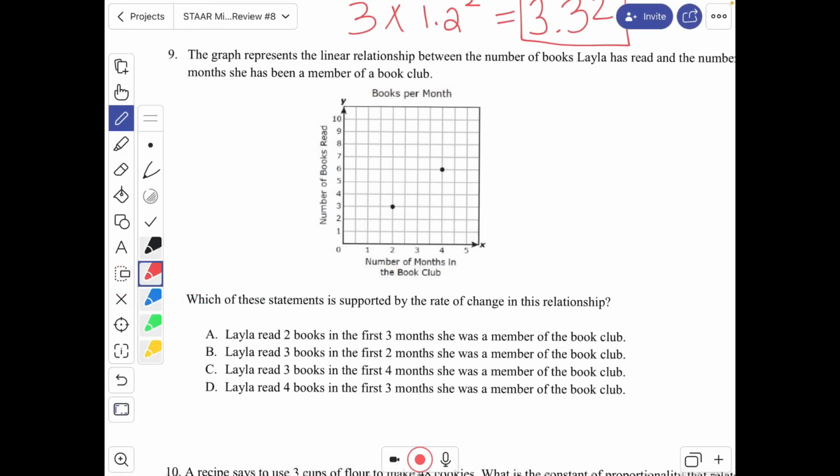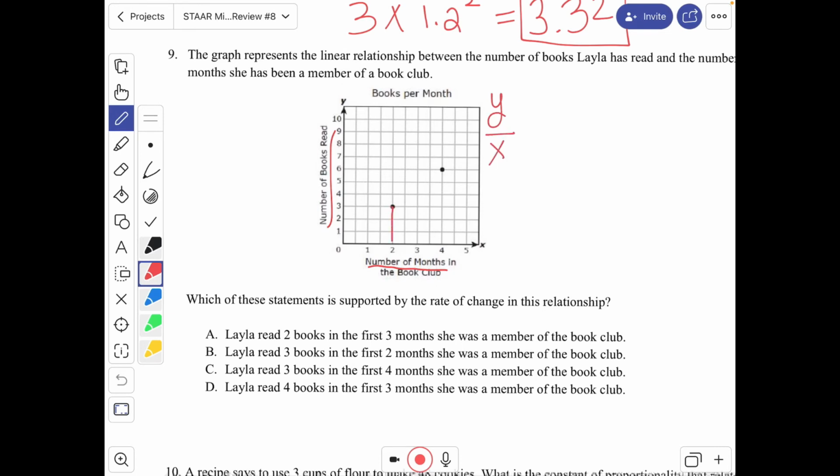Number 9, the graph represents the linear relationship between the number of books Layla has read and the number of months she has been a member of a book club. Which of these statements is supported by the rate of change in this relationship? The key to getting this one correct is to read the labels. And remember, we put the rate y over x.